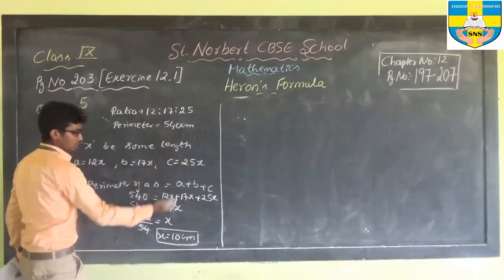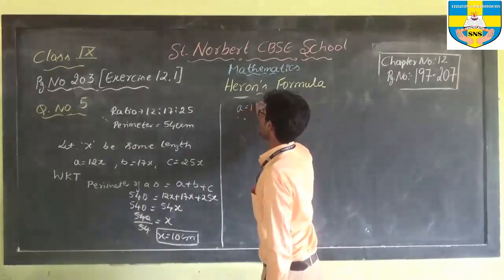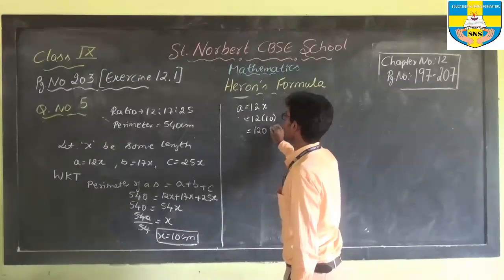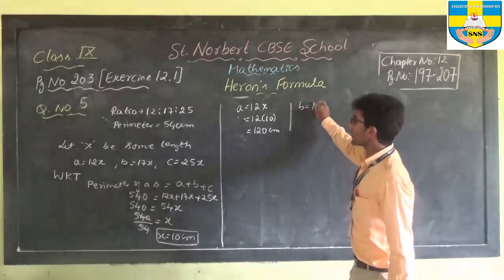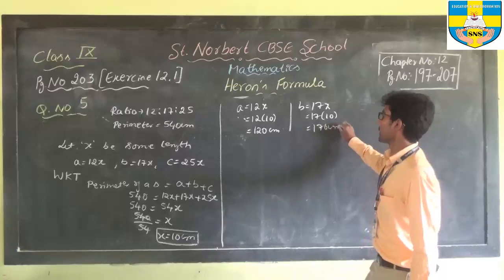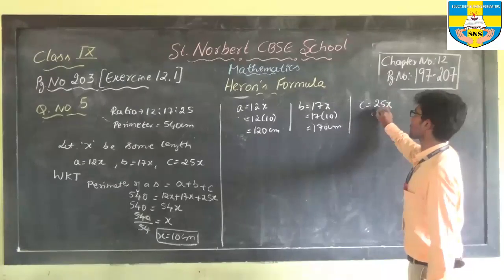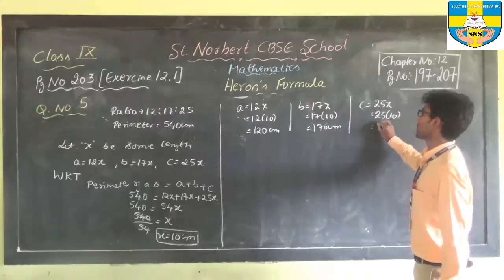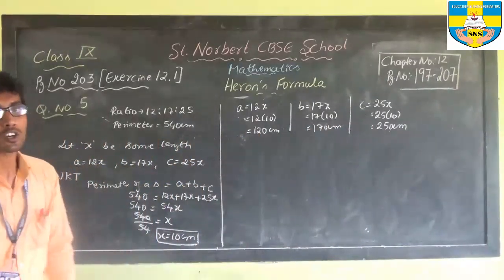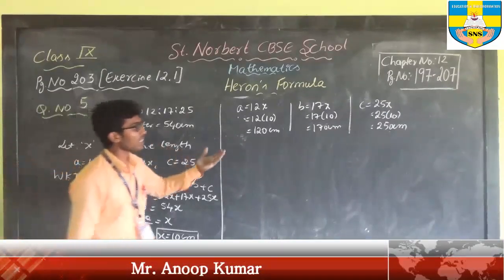Here the perimeter is 540 centimeter, so x should be 10 centimeter. If x is 10 centimeter, what is A? A is 12x, it will become 12 into 10, that is 120 centimeter. What is B? B is 17x, so it will be 17 into 10, 170 centimeter. Then what is C? 25x, 25 into 10, that is 250 centimeter. These are the actual values of A, B, C, not just 12, 17 and 25. It should be 120, 170, 250.